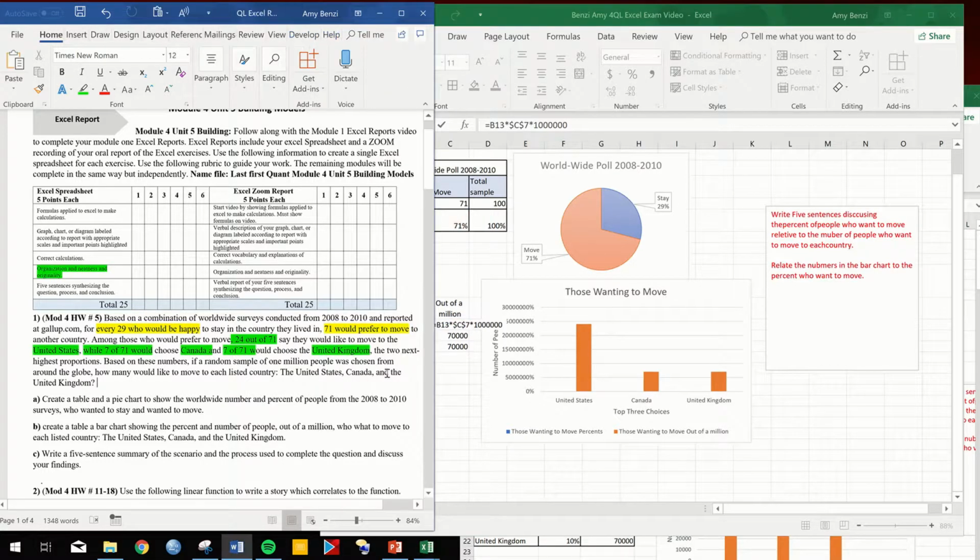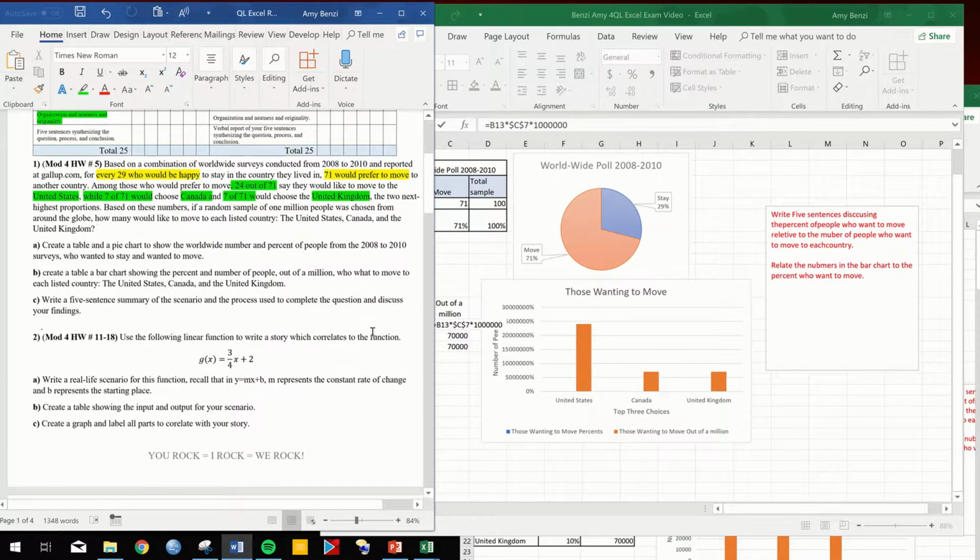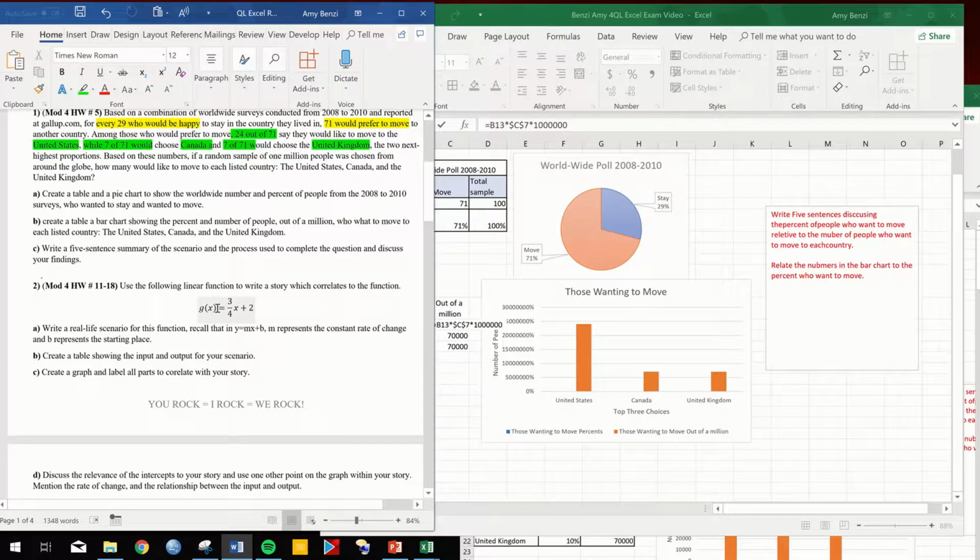All right, you guys ready for number 2? Number 2 gives us a linear equation and tells us to write a real-life scenario for this function. Recall that in y equals mx plus b, m represents the constant rate of change, and b represents the starting place. All right, so we're going to actually use this function. You have that g of x, which is a generic function notation, equals 3/4 x plus 2.